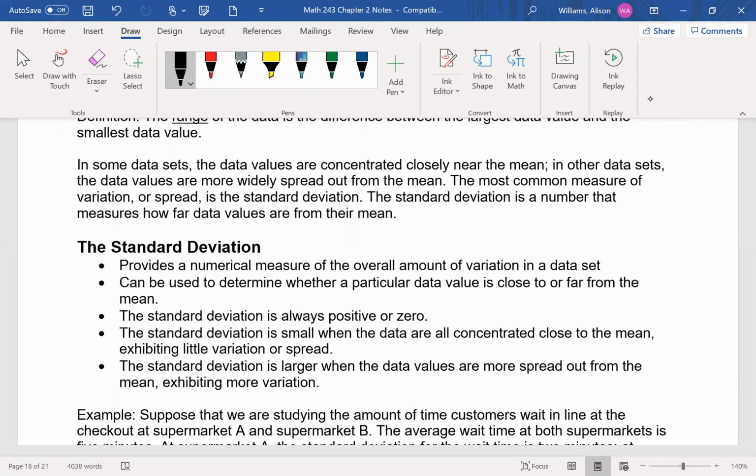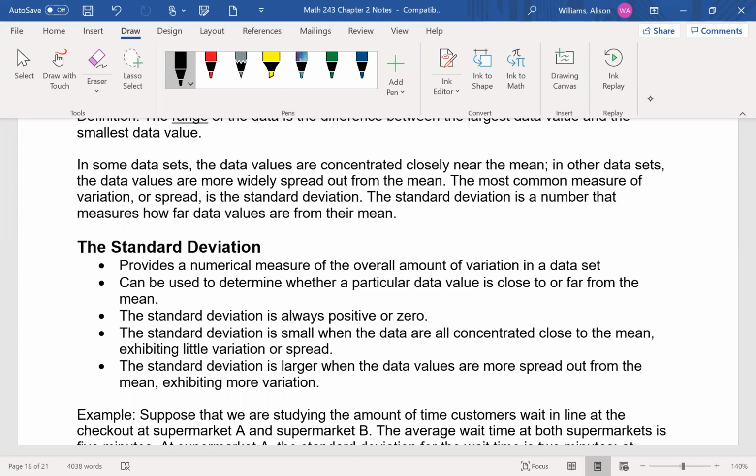The standard deviation is always a positive number, or it could be zero. When it's small, that means the data is close to the mean, or concentrated around the mean. And when it's larger, we expect the data to be further away from the mean. The data is more spread out.